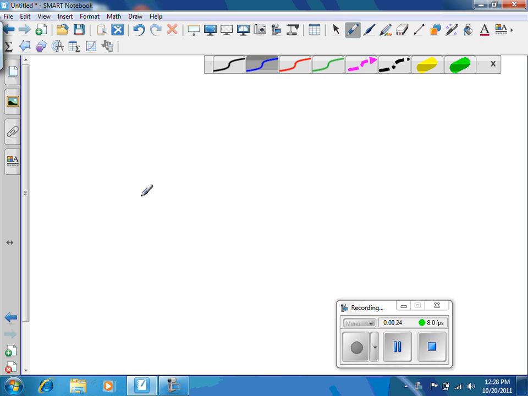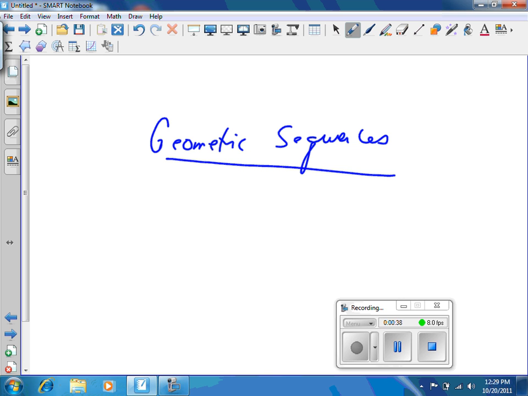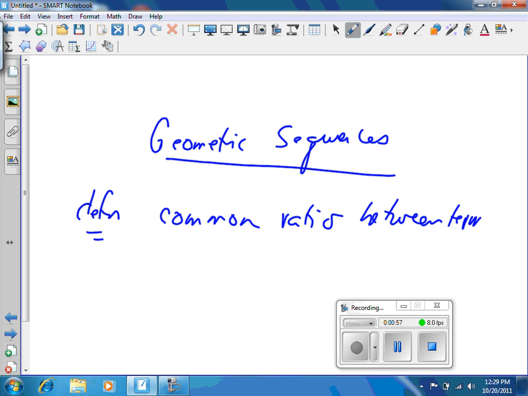And the theory that we had so far, really important, was that we are studying geometric sequences. And the definition of a geometric sequence is a sequence that has a common ratio between terms. This is very important. So you have a common ratio between terms. An arithmetic sequence, by contrast, would have a common difference between terms.